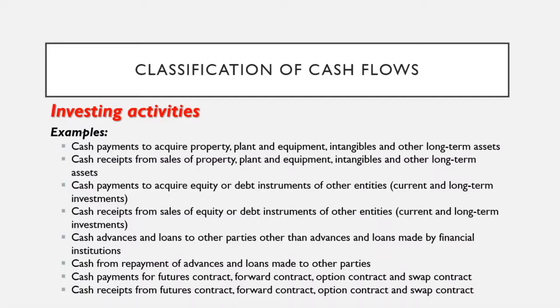non-current asset. Okay, although there is a part of this that is current and long term, the operating is more on the revenue producing activities. So other than that, it's under investing. Then you have forward contracts, advances and loans aside from financial institutions, that fall under investing activities.